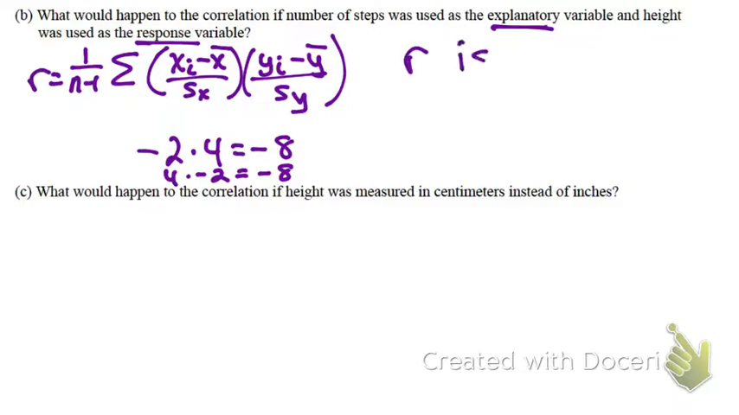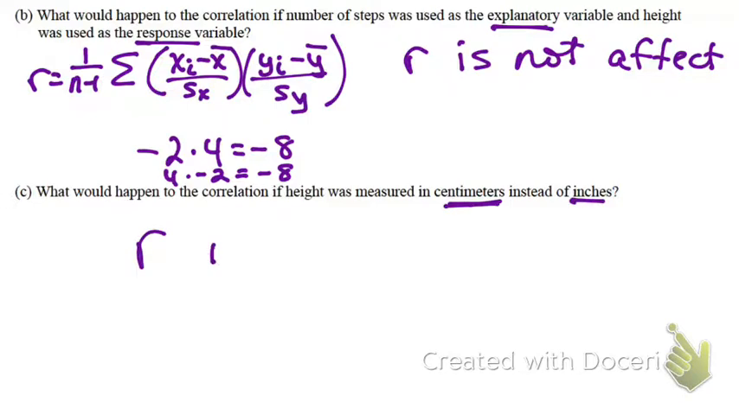R is not affected. Now, guys, I have really good news and really bad news. The bad news is that if you switch the x and y, you're going to miss everything else about the problem. The good news is you'll at least get R right. What would happen if the correlation in height was measured in centimeters instead of inches? It wouldn't matter because R is not affected by unit changes.